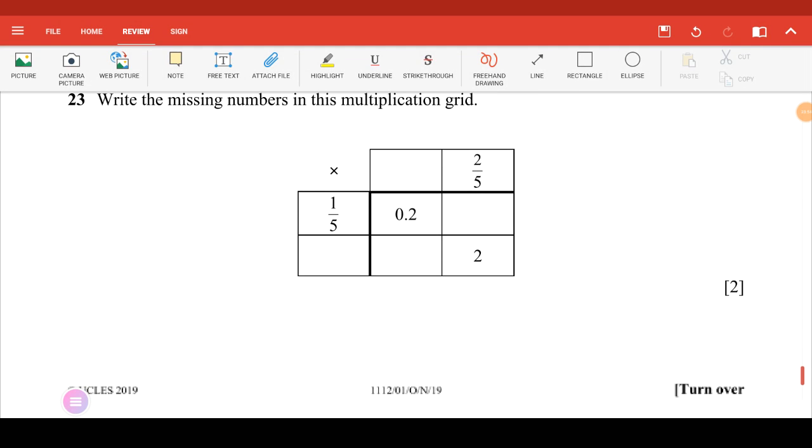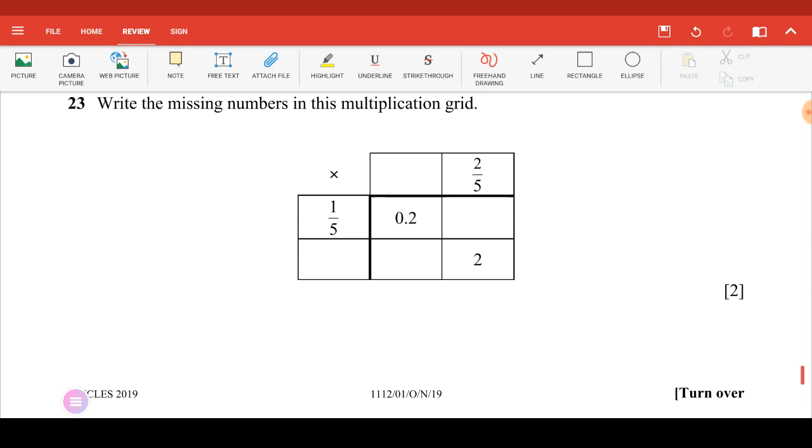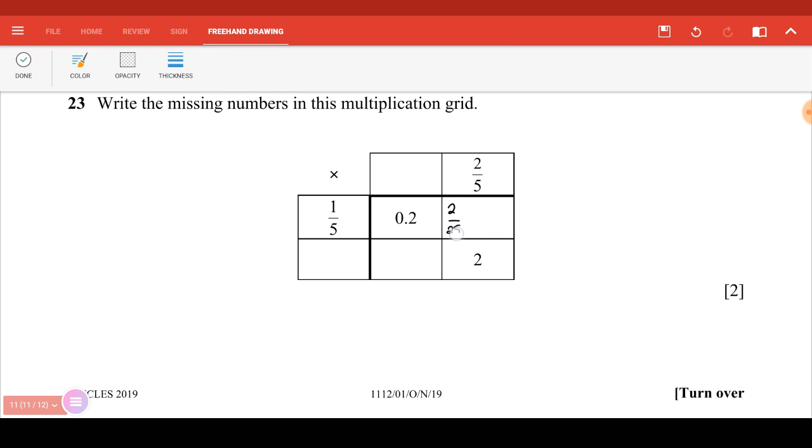Write the missing numbers in this multiplication grid. We have a half multiplied by 2 over 5, which is 1 over 5, which is 0.2, and this is 1. Sorry, to get 2 here, you should multiply 5 by 2 over 5 to get 2. Now with this 1, multiply by 1 over 5, 0.2, because this is 0.2. 5 multiplied by 1 equals 5.